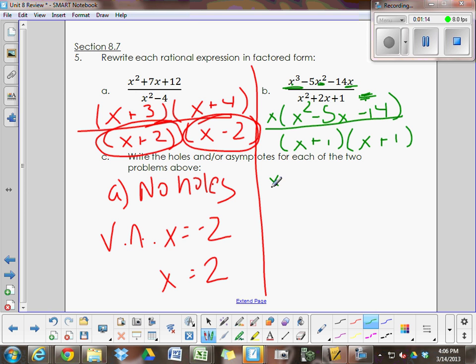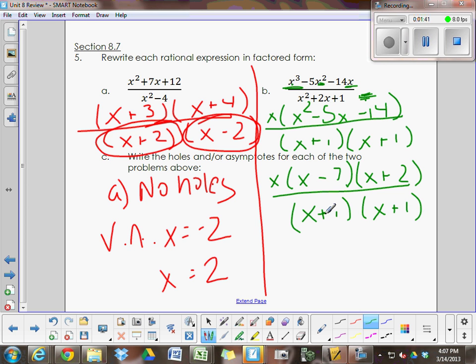Meanwhile, on the top, inside those parentheses, we still have a factorable equation. It's going to be, let's see, x minus 7 and x plus 2. That's going to produce that minus 5x in the middle and the negative 14 on the back end. On the bottom, we have x plus 1 times x plus 1.